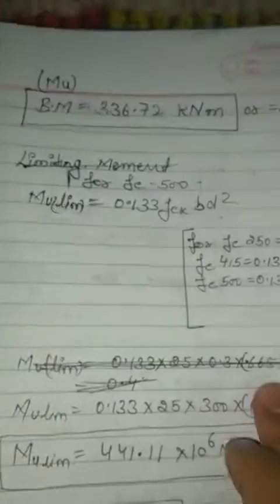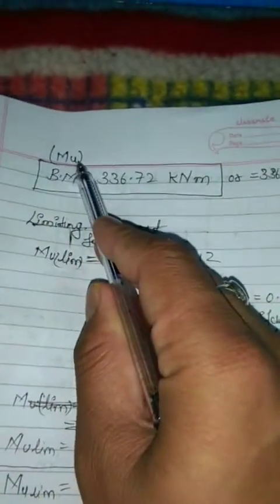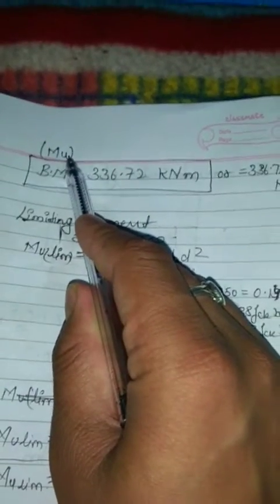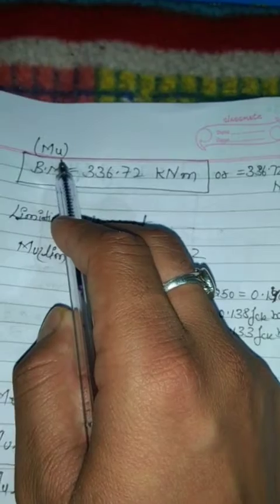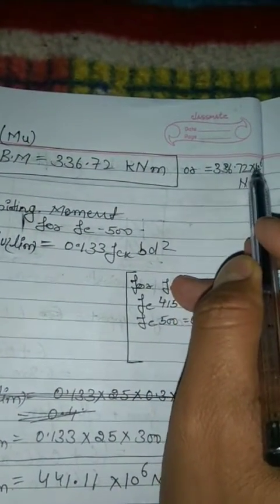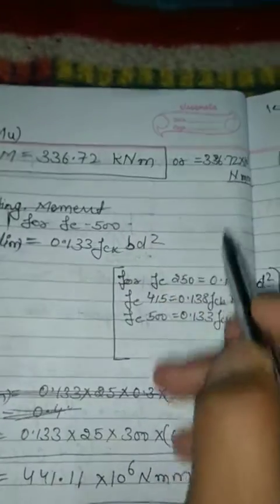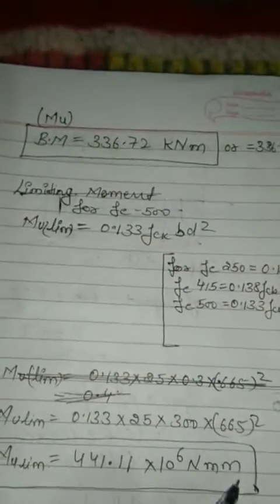Now this bending moment is represented by Mu. Here I have written it. Mu is the factored bending moment, because we have already calculated the factored load. It is coming out to be 336.72 into 10 to the power 6 Newton mm. This is the second step that we have done right now.